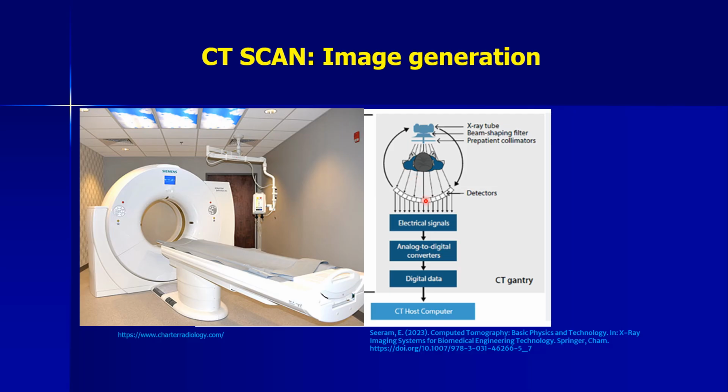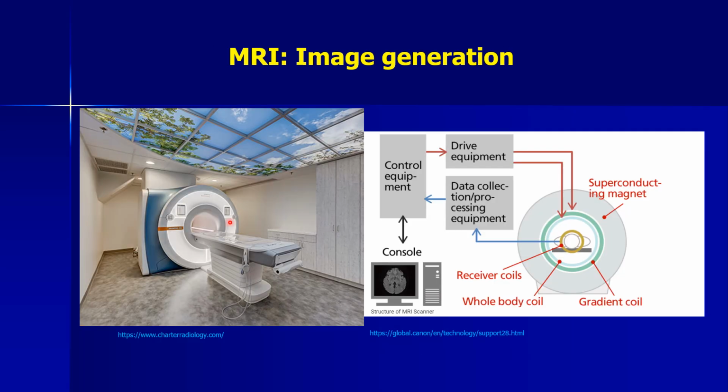From these detectors, we generate an electric signal. That electric signal is then converted to digital data by the analog to digital converters, and then the digital data is finally projected as an image on the CT computer. From this computer, images can be sent to an online web-based viewing system or can be burned on a CD.